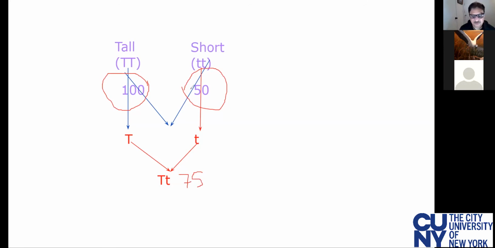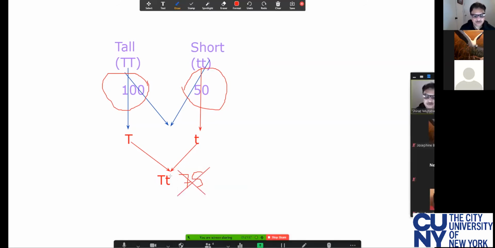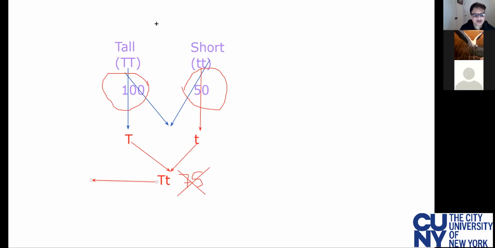Average, 100 plus 50 divided by 2, 75. So this plant should be intermediate, 75. But what happens? This plant is not 75. Instead, all the plants are 100 centimeter long.